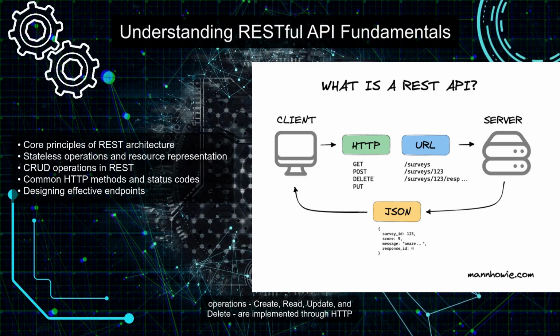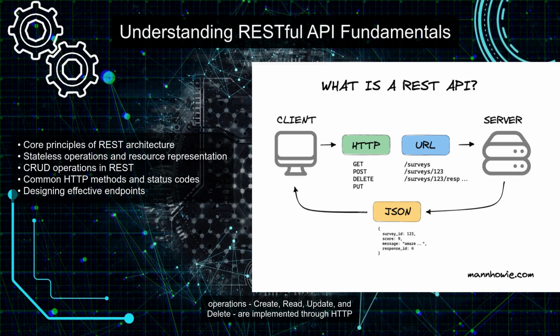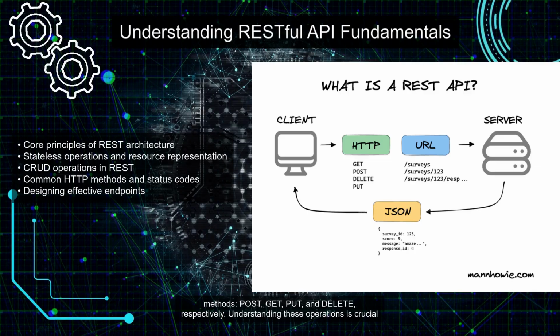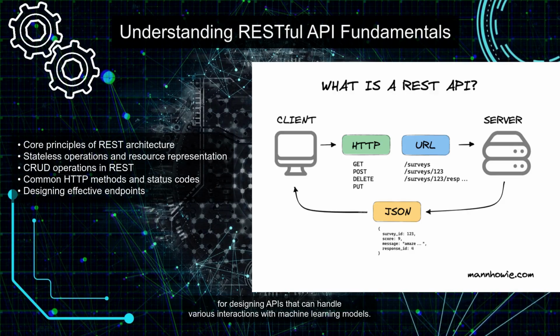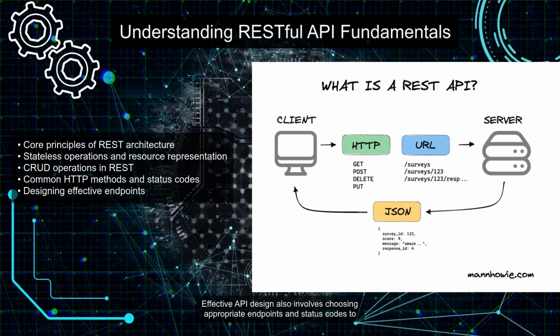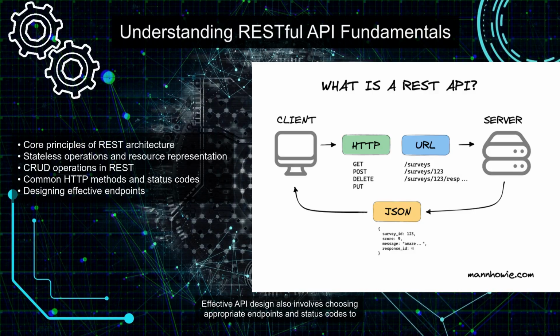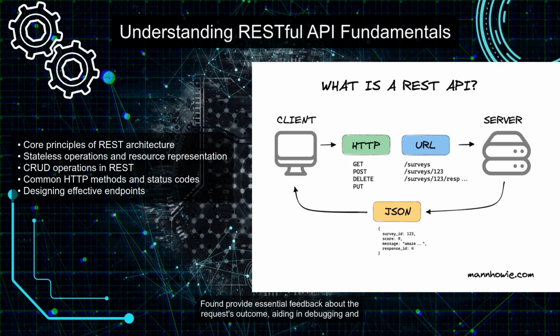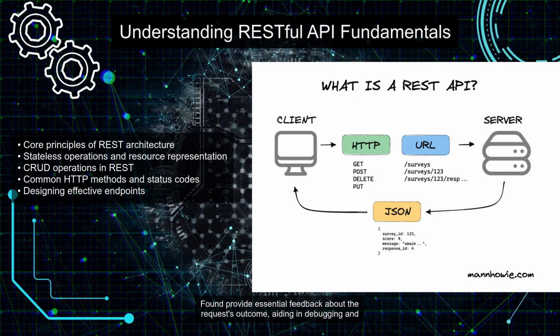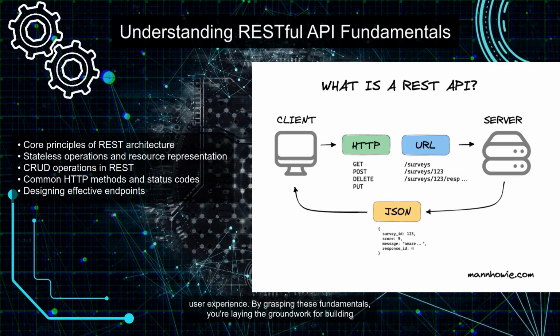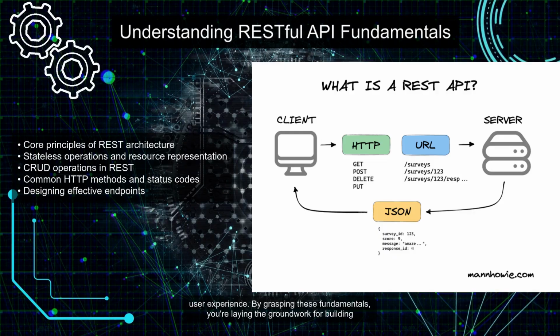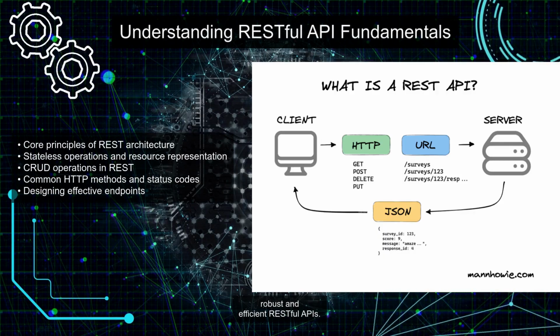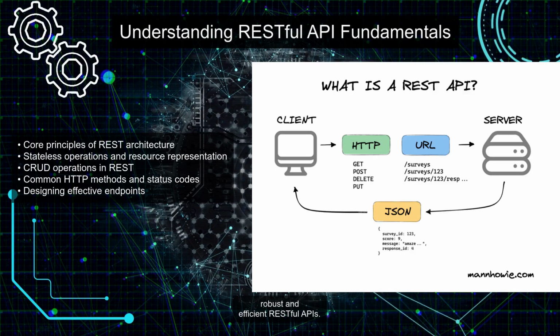CRUD operations, create, read, update, and delete, are implemented through HTTP methods, POST, GET, PUT, and DELETE, respectively. Understanding these operations is crucial for designing APIs that can handle various interactions with machine learning models. Effective API design also involves choosing appropriate endpoints and status codes to ensure clarity and usability. Status codes like 200 OK or 404 Not Found provide essential feedback about the request's outcome, aiding in debugging and user experience. By grasping these fundamentals, you're laying the groundwork for building robust and efficient RESTful APIs.